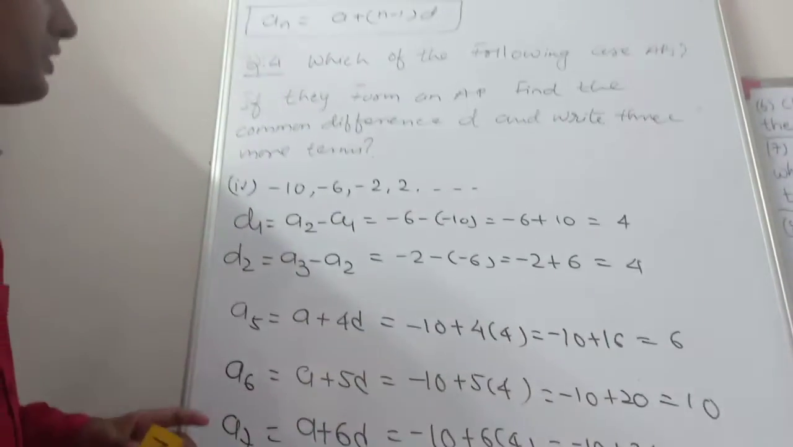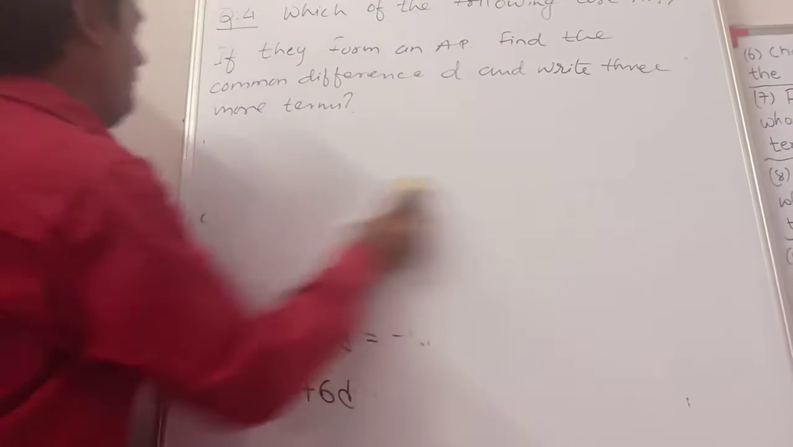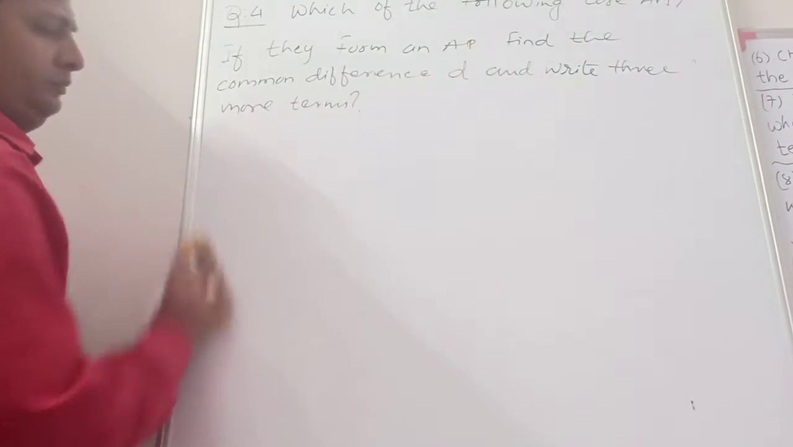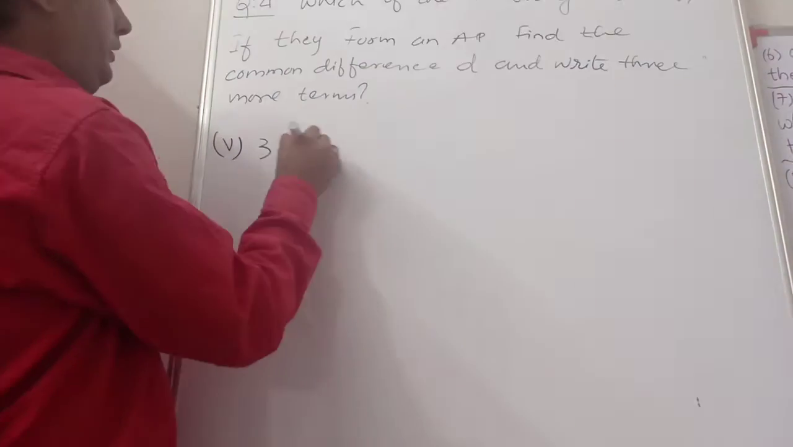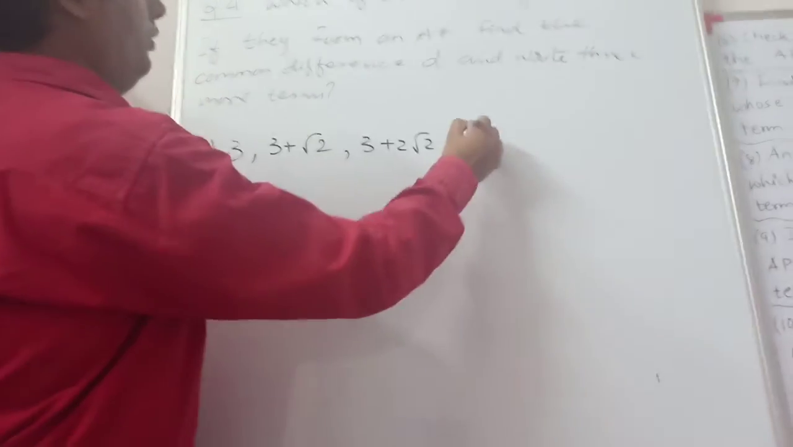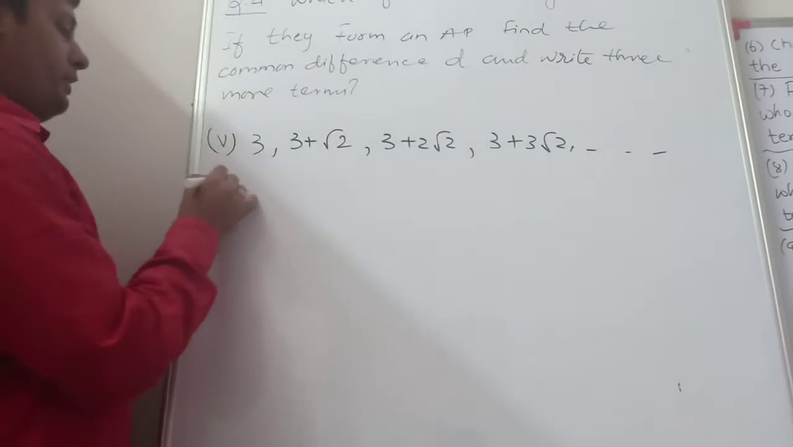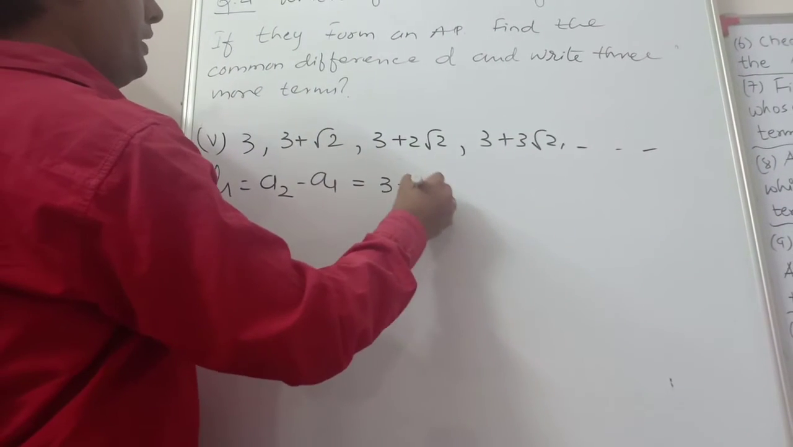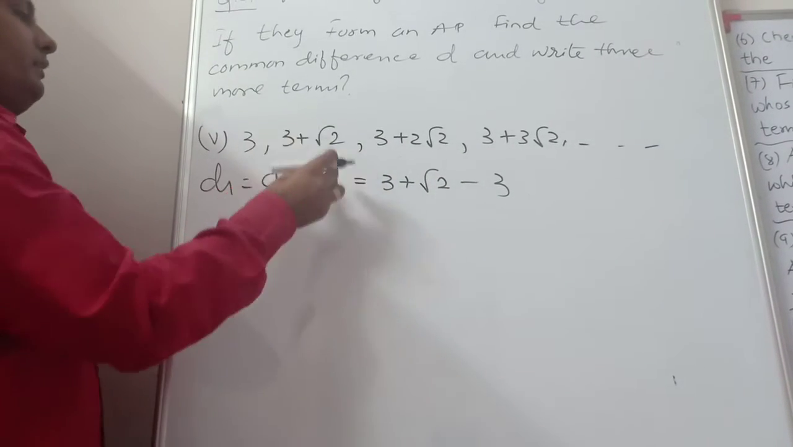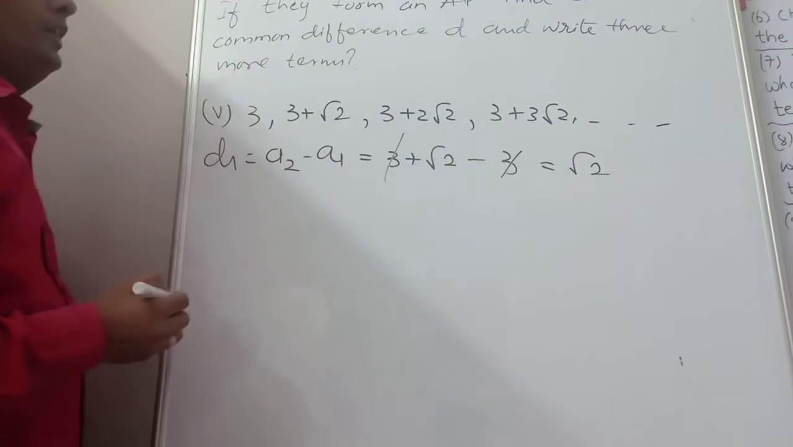Clear? Okay. Now the new questions. Fifth one, right? So 3 comma, 3 plus under root 2, 3 plus 2 under root 2, 3 plus 3 under root 2. So, first check it. So, D1 is equal to A2 minus A1 is equal to 3 plus under root 2 minus 3. Second term is 3 plus root 2 and first term 3. 3, 3 cancel. We got under root 2, right?